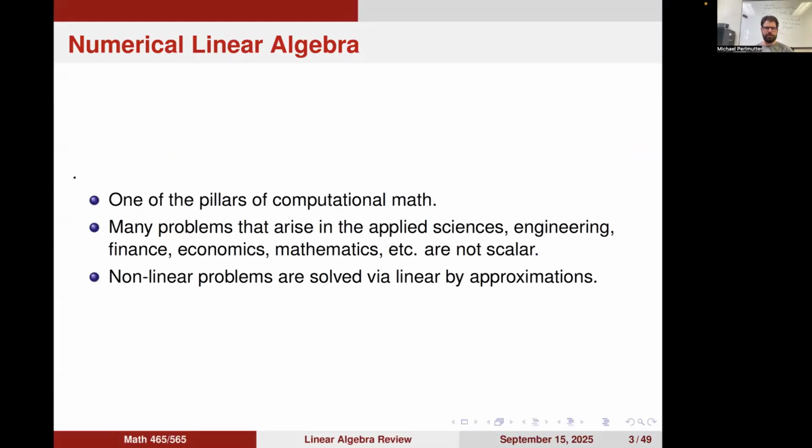Numerical linear algebra is really one of the key pillars of computational math, and this is for two reasons. It's that many problems in the applied sciences involve vectors. They involve the need to process multiple types of information, and they're not scalar valued. Furthermore, nonlinear problems appear all over the place, but when you encounter a nonlinear problem, typically you're going to want to approximate it by some linear problem, so linear methods still become really useful.